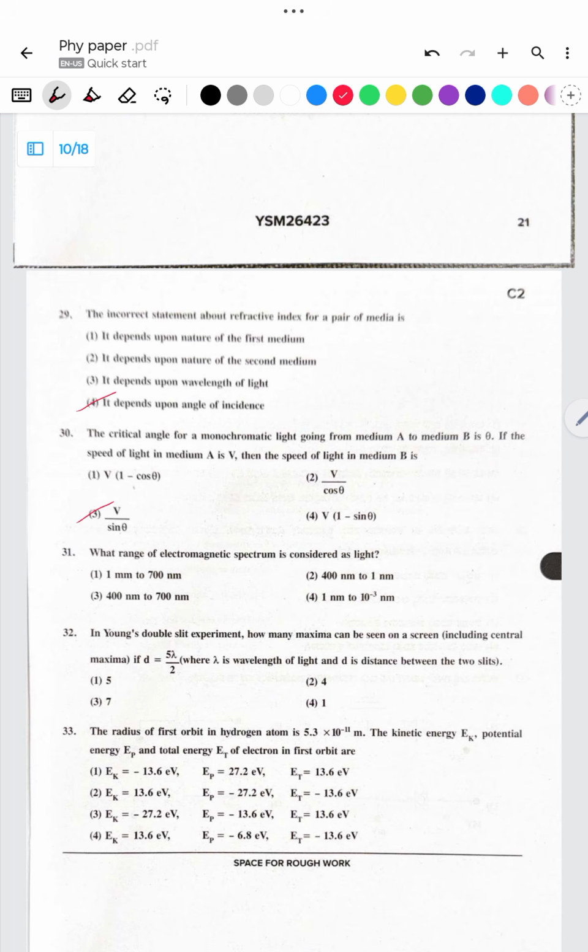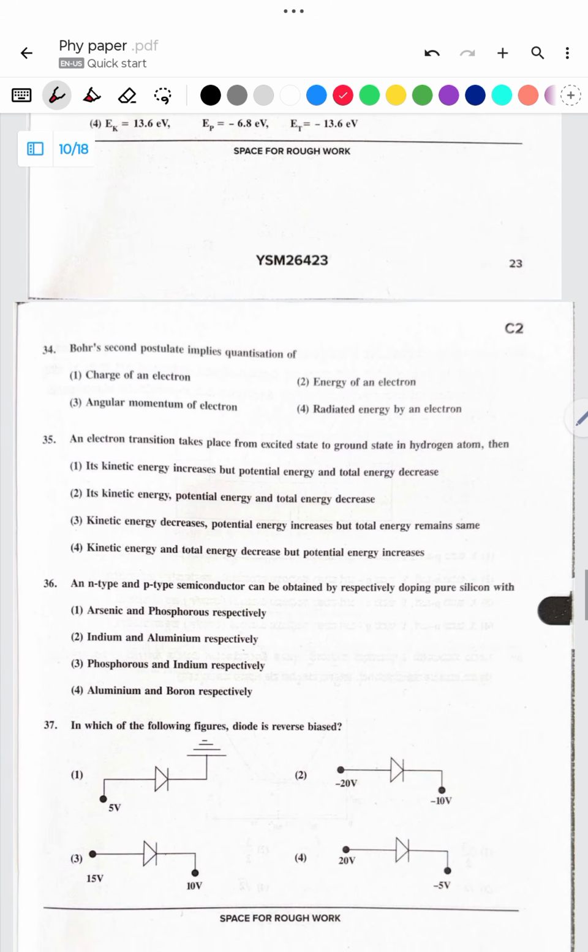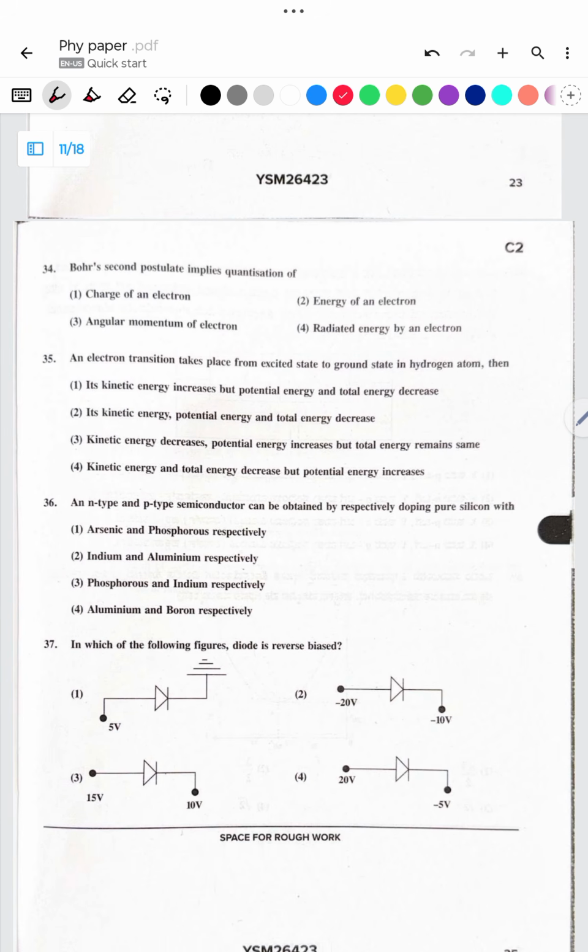For 31st, option is 3. For 32, option is 1. For 33, option is 2. Next, coming up to the 34th question. For 34th question, option is 3. And for 35, option is 1. For 36, option is 3. And for 37, option is 2.